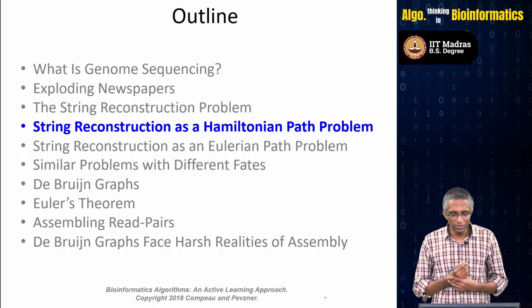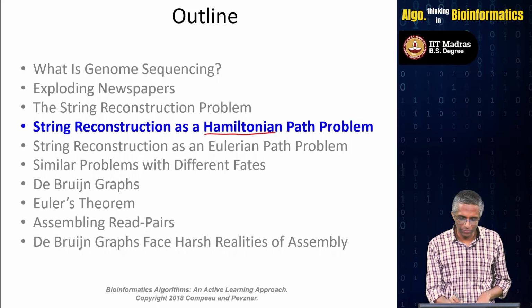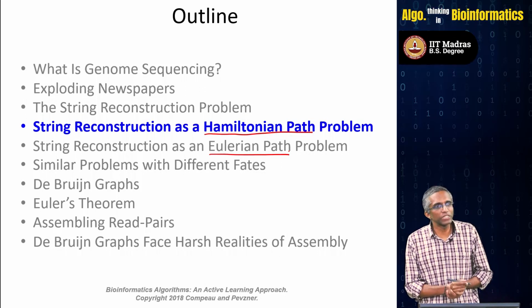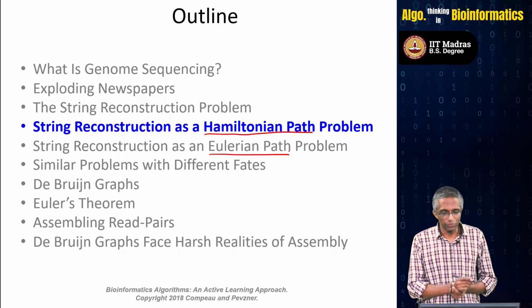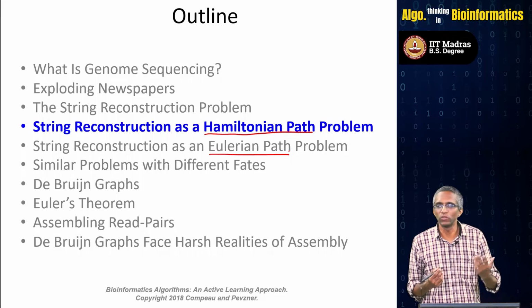So now let's look at a problem. We will formulate this problem as two problems. One is a Hamiltonian path problem and another is an Eulerian path problem. Both of them will give you the answer to this problem. We will see, but there are big differences in why we may prefer one over the other.